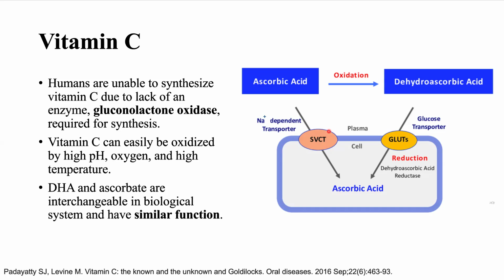and vegetables, and we need it because humans cannot actually synthesize it inside their body, unlike many other organisms. This is because we lack an enzyme, gluconolactone oxidase, which is important for its synthesis, and that enzyme is present in other organisms. That's why they can prepare that.